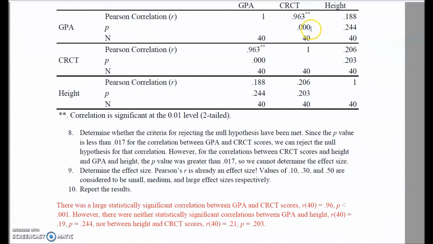Remember, this is 0.000. I could put 0.001 or like three zeros and a 1 also, but there has to be a 1 somewhere. It is not completely a 0. However, there were neither statistically significant correlation between GPA and height, nor between height and the CRT scores. So this is what you have. You are not reporting the effect size in this. Effect size is the Pearson's R. You will have that in your assignment, but you do not put that in the report over here.